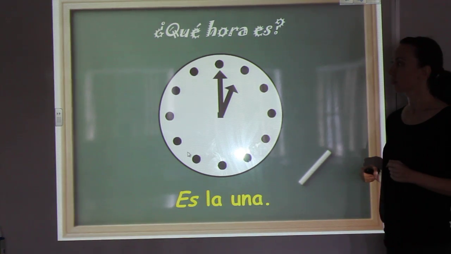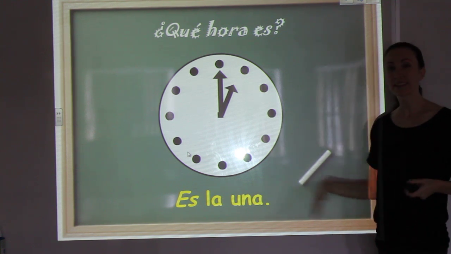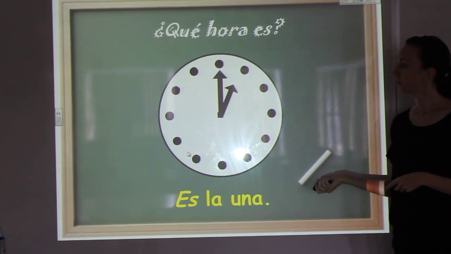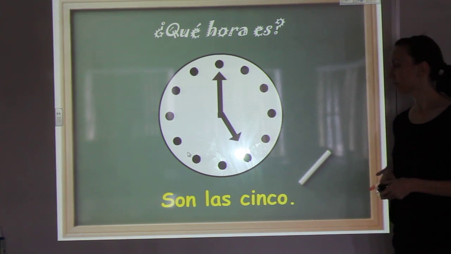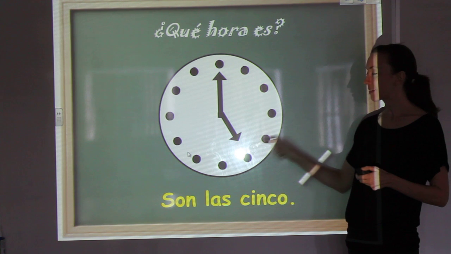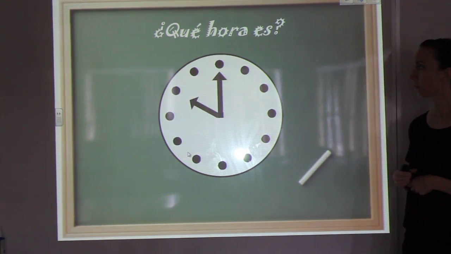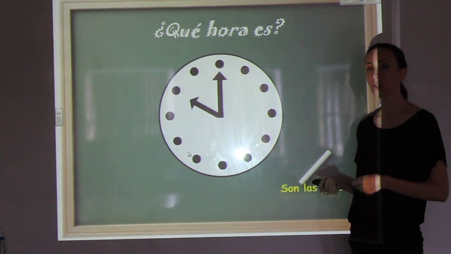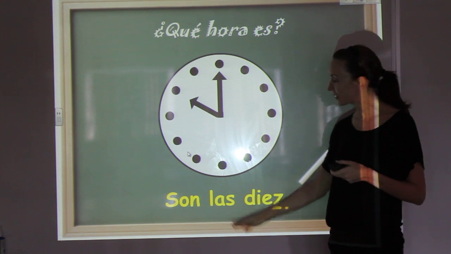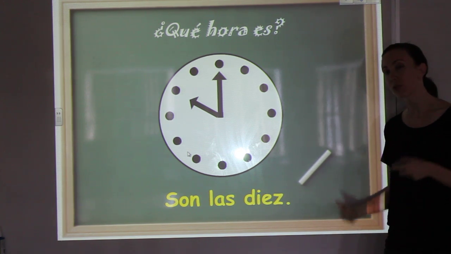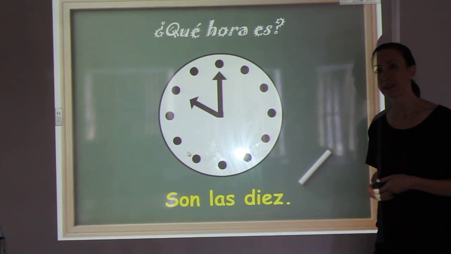¿Qué hora es? Notice it is 1 o'clock. Es la una. ¿Qué hora es? Son las 5. ¿Qué hora es? Once again, it's past 1 o'clock, so we're going to choose son las, and then we're simply going to put the hour that's represented by the small hand on our clock, son las 10.